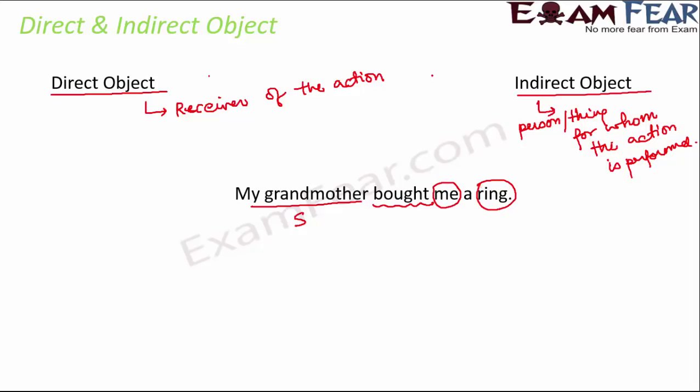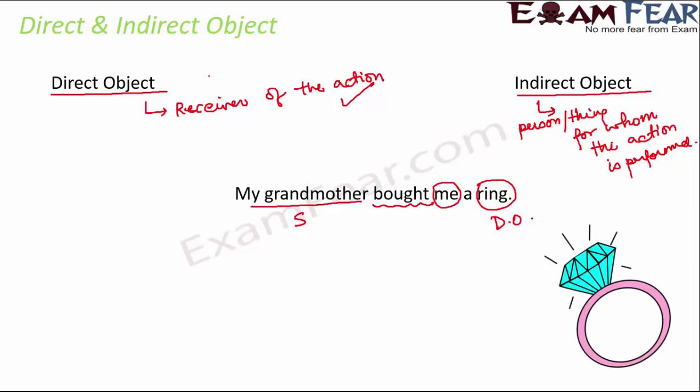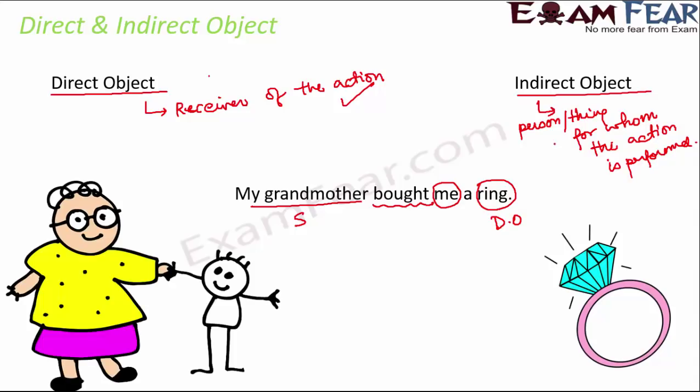So let us again do a quick recap of the definition. Who is the receiver of the action? The action here is buying the ring. So what is being bought? The ring is being bought. So that means ring is the direct object, because it is receiving the action. What is being bought? Bought is the action here. So what is being bought? Ring. And for whom is the ring bought? The ring is bought for me. So me is indirect object.